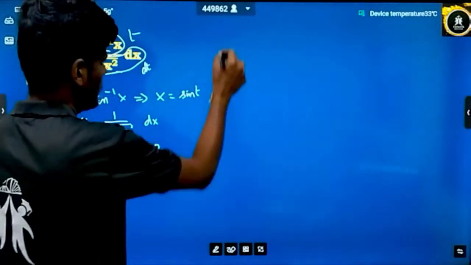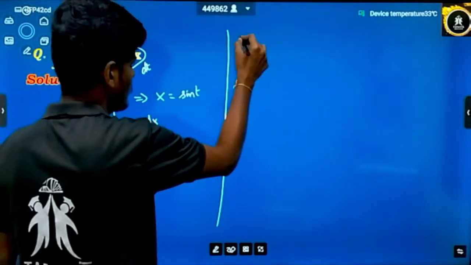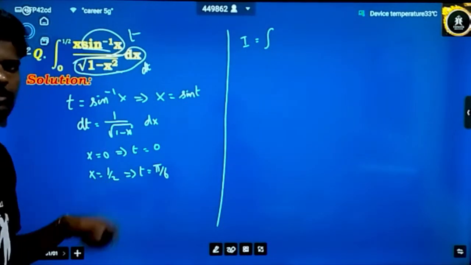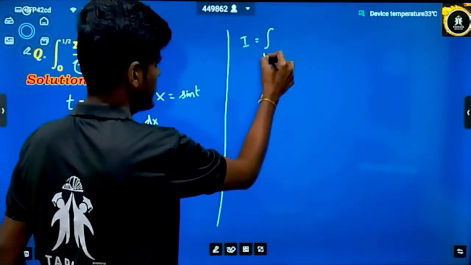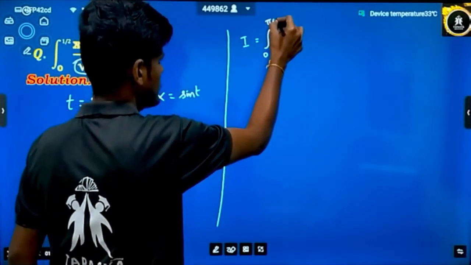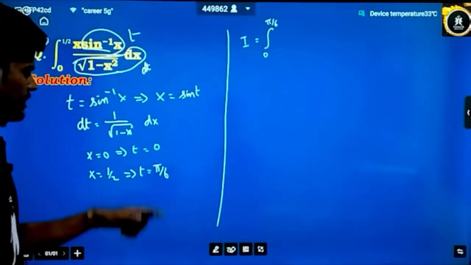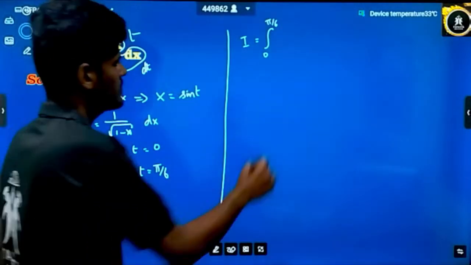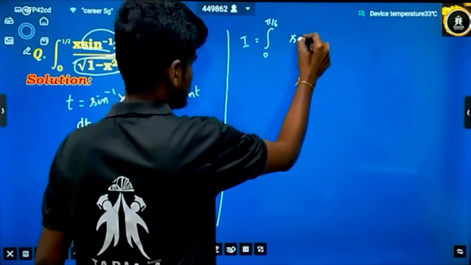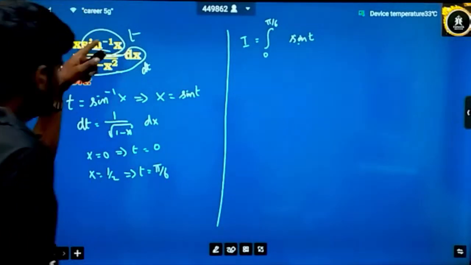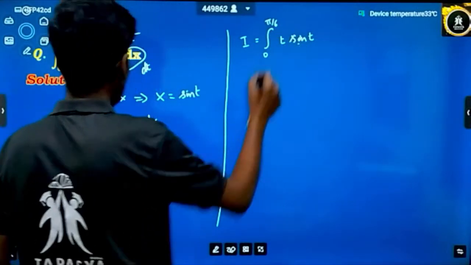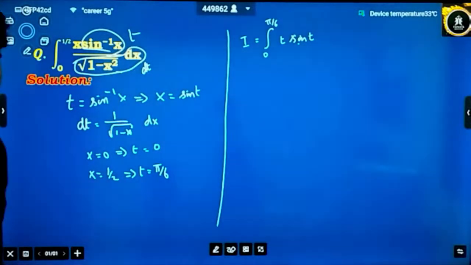Okay, now what is the integral? That means we will get the integral with the limit varying between 0 to pi by 6, into, then what do we get? x is sin t, sin inverse x is t, and the remaining term becomes dt.